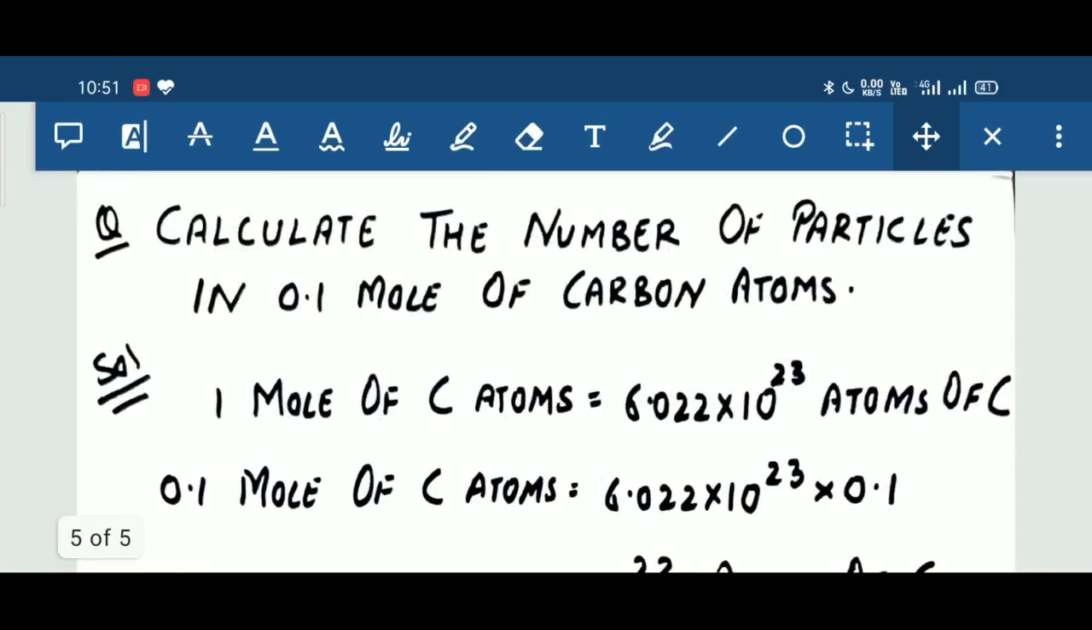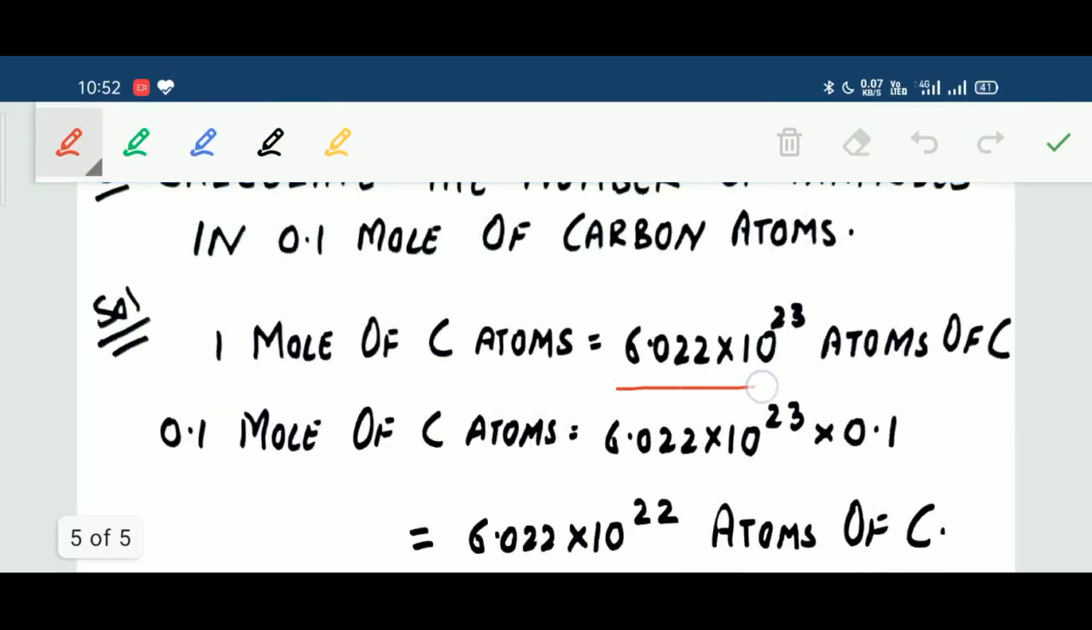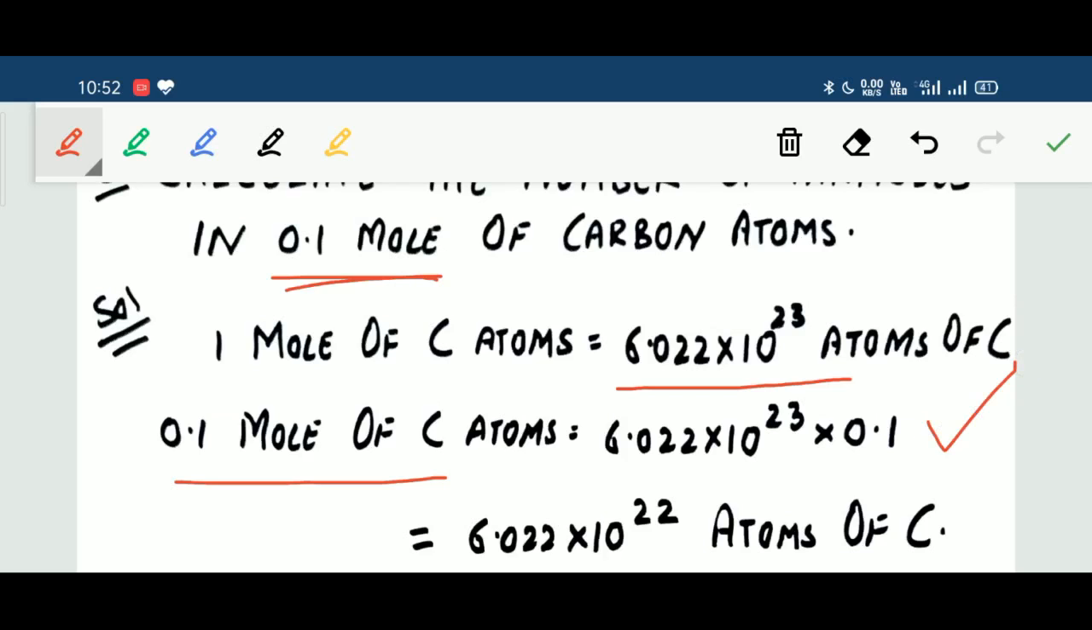Another problem: calculate the number of particles in 0.1 mole of carbon atoms. So first of all, the unitary method. We know that for 1 mole of carbon atoms, the number of particles or number of atoms in this case will be equal to 6.022 into 10 raised to 23. Therefore, for 0.1 mole of carbon atoms, it will be equal to 6.022 into 10 raised to 23 into 0.1. And the answer comes out to be 6.022 into 10 raised to 22.